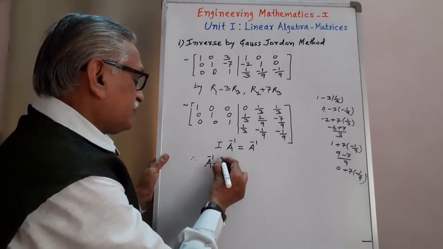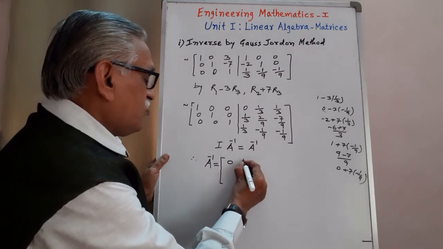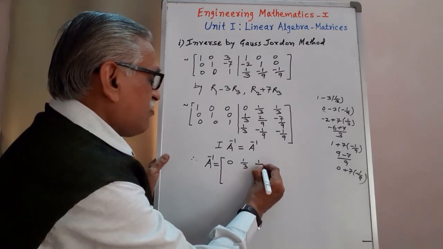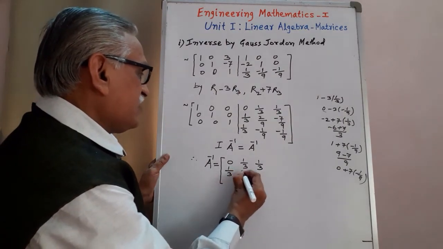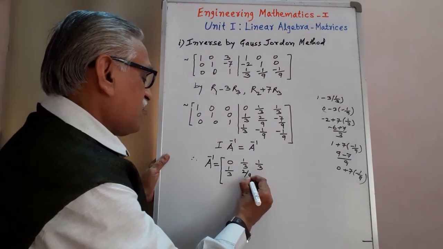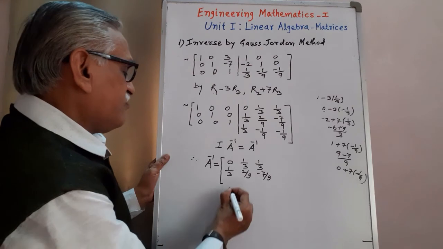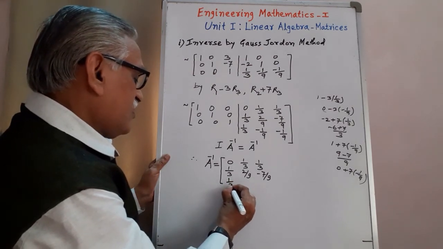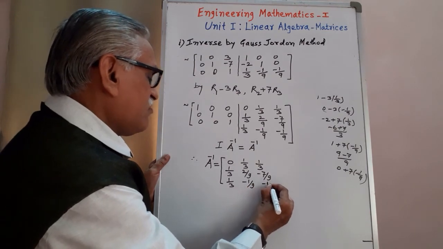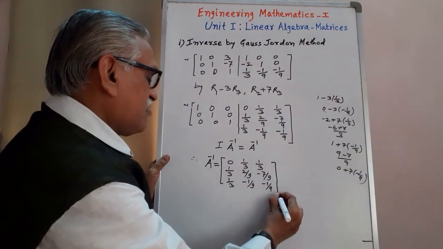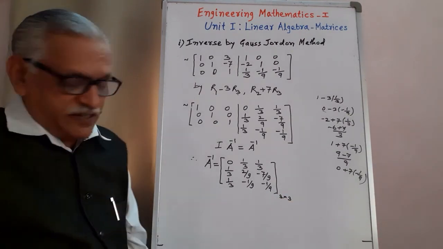Therefore we get elements are 0, 1 by 3, 1 by 3, 1 by 3, 2 by 9, minus 7 by 9, 1 by 3, minus 1 by 9, and minus 1 by 9. Order of that matrix is 3 by 3.